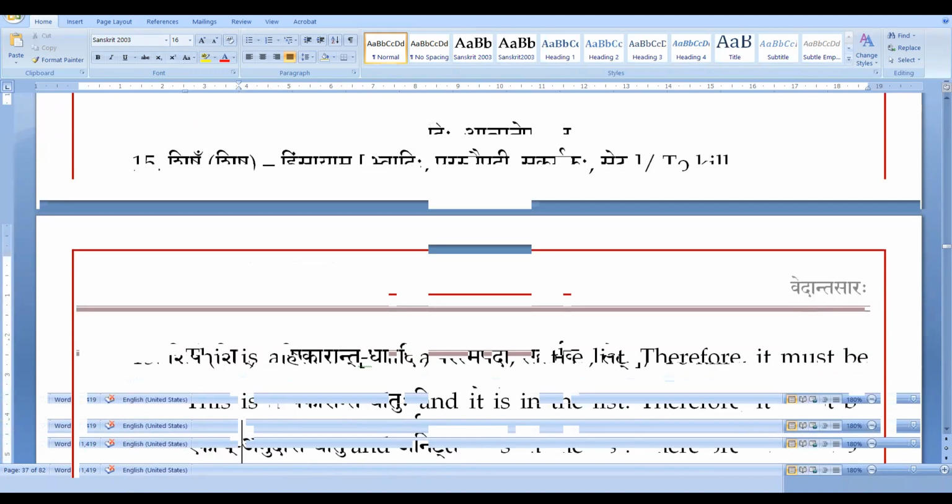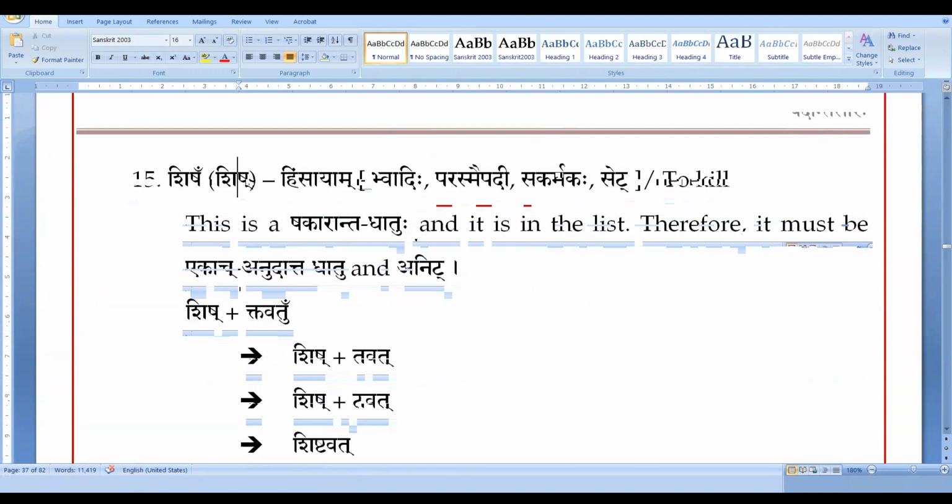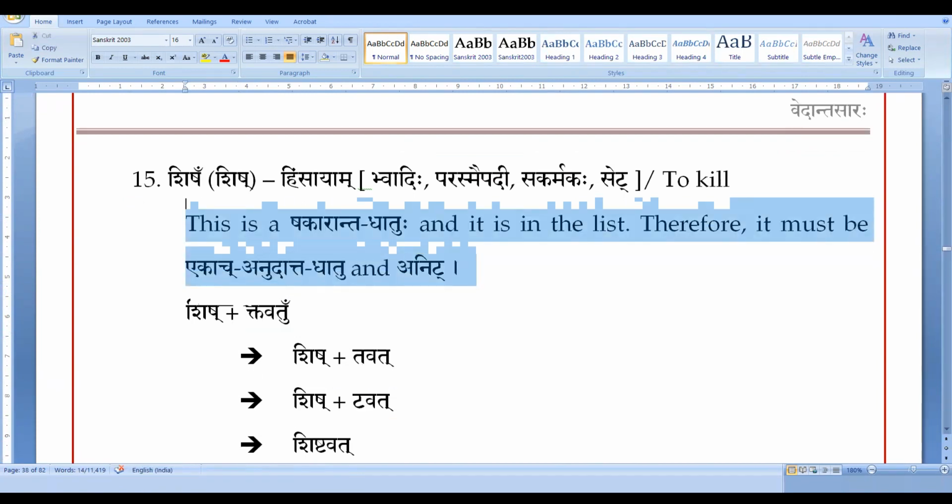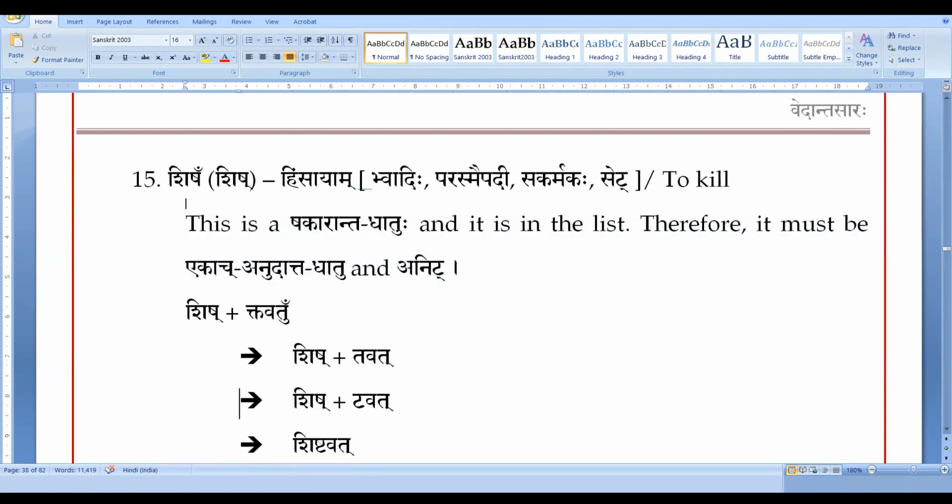Then shish dhatu. Shish himsayam, vadigana. Vadigana shish. This is a shakaranta dhatu, and it is also in the list. Therefore, it must be an ekachanudata dhatu. And being in it, therefore, there is no ittagama: shishtavat.